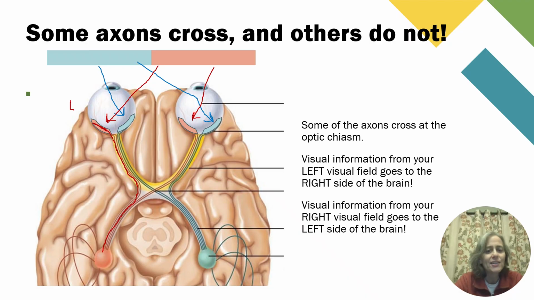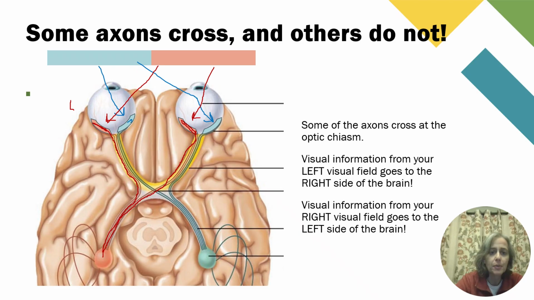Now let's look at the ones on the other side. So here are the ones detecting the orange color. Here they are on this side. And this time they come through the optic nerve here, but then they cross over and end up on the left side of the brain. Isn't that crazy?